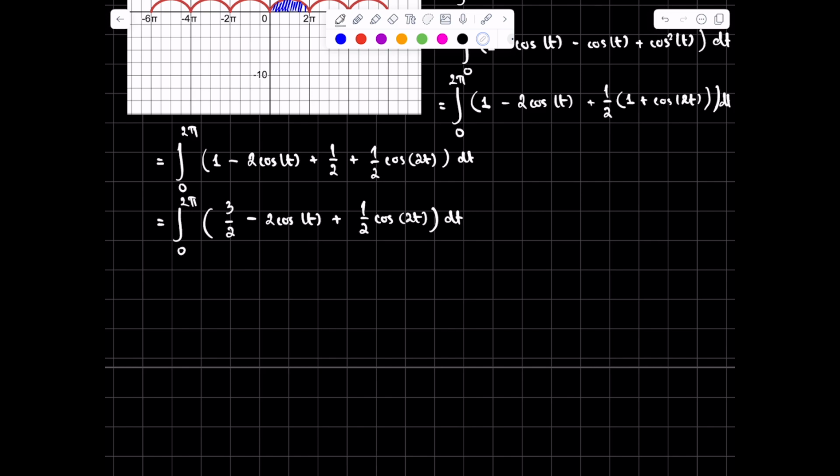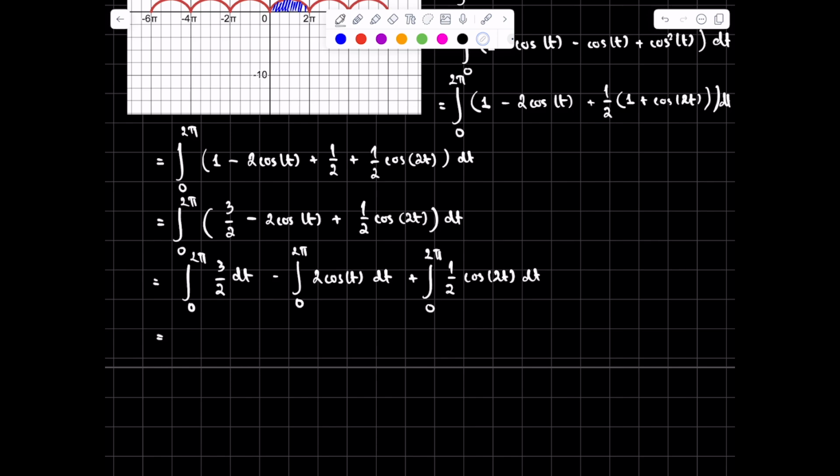So the integral of a difference is the difference of integrals. The integral of the sum is the sum of integrals. So this becomes the integral from 0 to 2 pi of 3/2 dt minus the integral from 0 to 2 pi of 2 cosine of t dt plus the integral from 0 to 2 pi of 1/2 cosine of 2t dt. So this integral is very simple to evaluate.